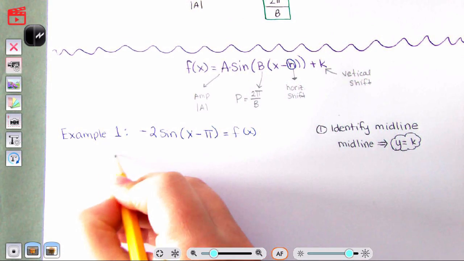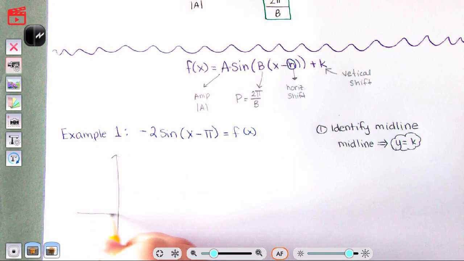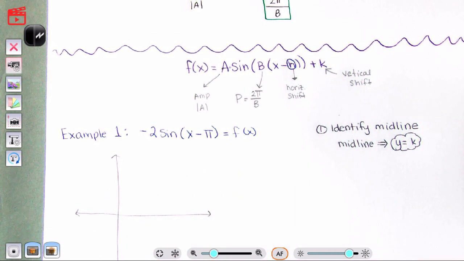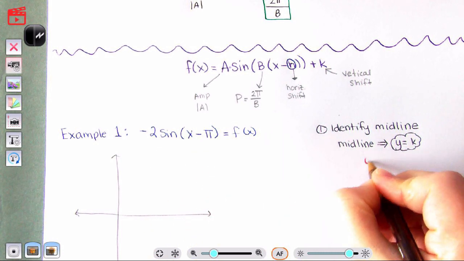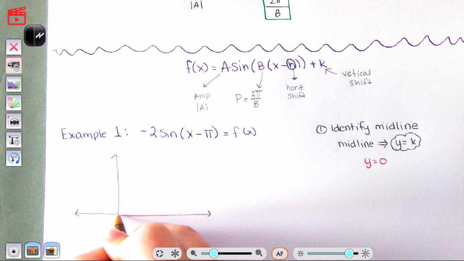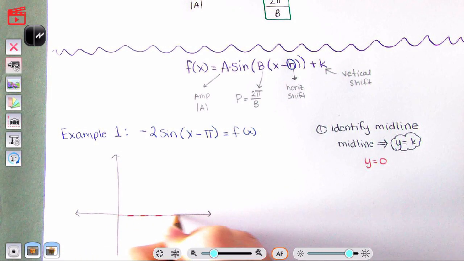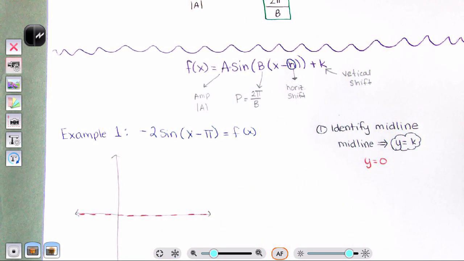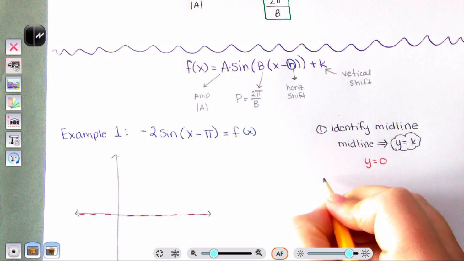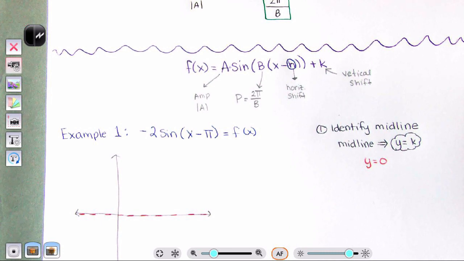So here is my x-axis, here's my y-axis. Identify the midline, y equals K. Do I have a K value? I don't have a K value, so y equals 0. That means my midline is still on the x-axis, and that is okay. For your midline, draw a dashed line. It will help you to sketch this out. Just remember that your dashed line is not an asymptote, it is your midline. So identify where your midline is. Check.